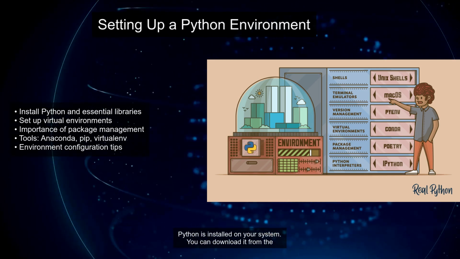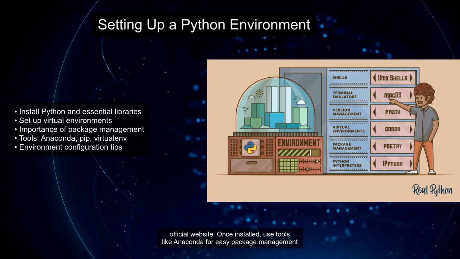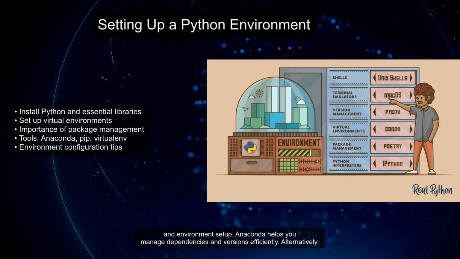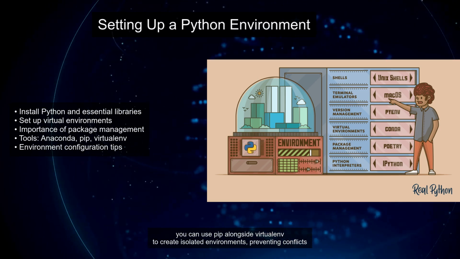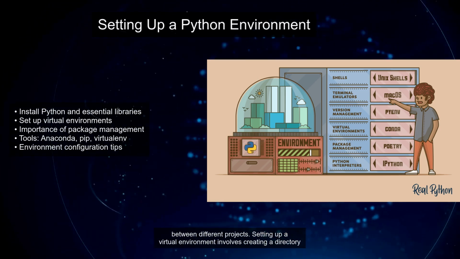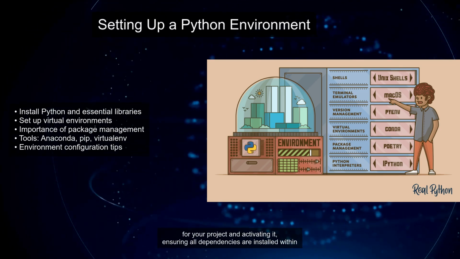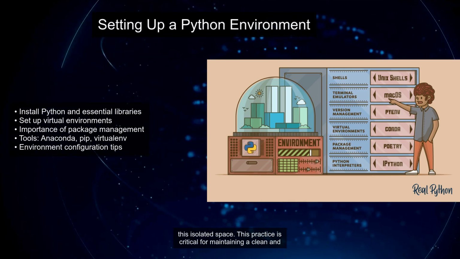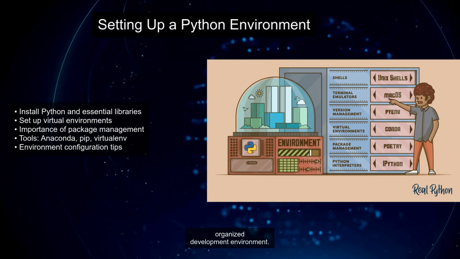First, ensure Python is installed on your system. You can download it from the official website. Once installed, use tools like Anaconda for easy package management and environment setup. Anaconda helps you manage dependencies and versions efficiently. Alternatively, you can use pip alongside virtualenv to create isolated environments, preventing conflicts between different projects. Setting up a virtual environment involves creating a directory for your project and activating it, ensuring all dependencies are installed within this isolated space. This practice is critical for maintaining a clean and organized development environment.